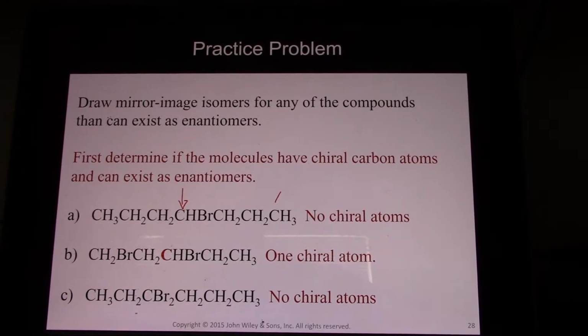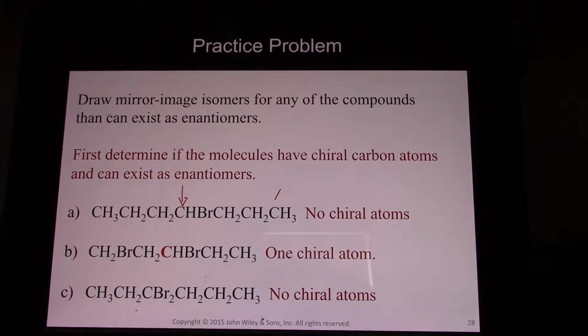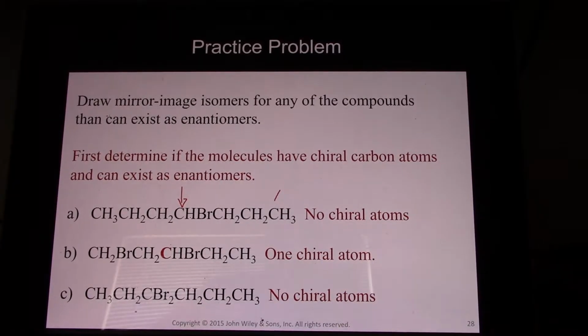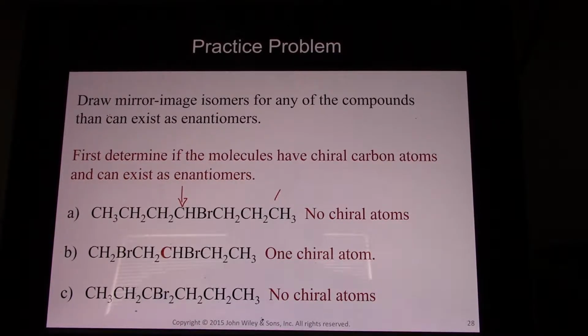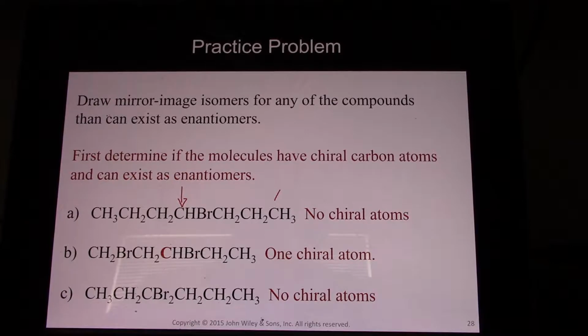But this middle carbon has a hydrogen, a bromine, and then 2 propyl groups coming off of it. And both propyl groups are identical to each other. So there aren't 4 unique things coming off of that carbon. It is not chiral. Same with the last one. That carbon has 2 bromines coming off of it. It's not chiral. The middle one, you have a chiral carbon.